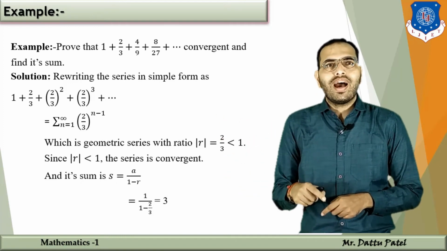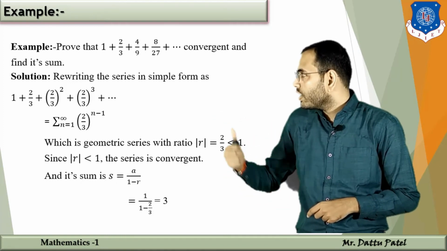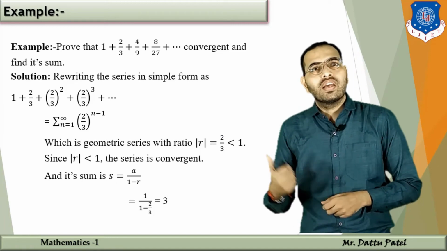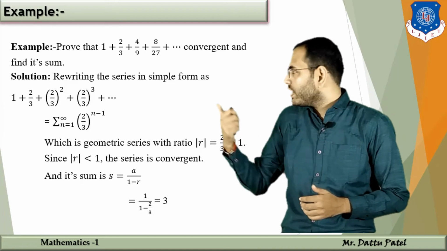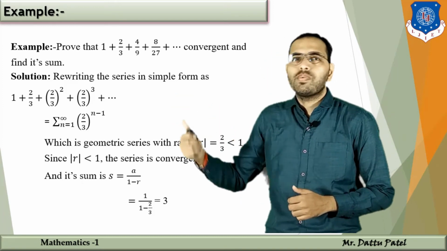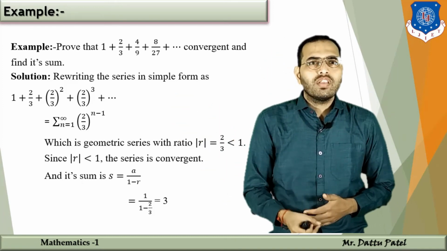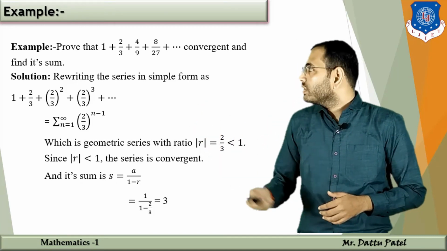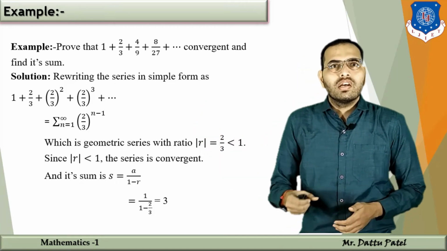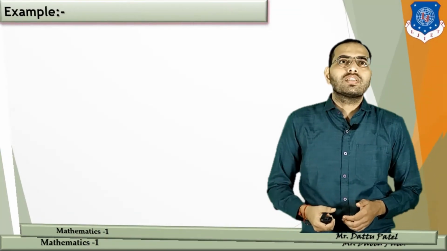Here mod r equal to 2 by 3, which is less than 1, so we can say that it is convergent. If it is convergent, then we find its sum, S equal to a upon 1 minus r. Now substituting the values of a and r and simplifying, we get 3. Now let's check out one more example.